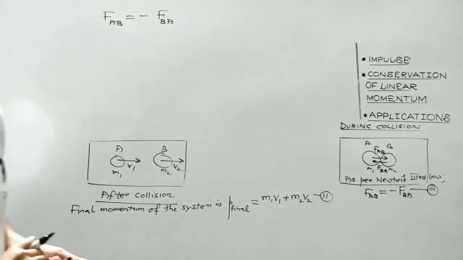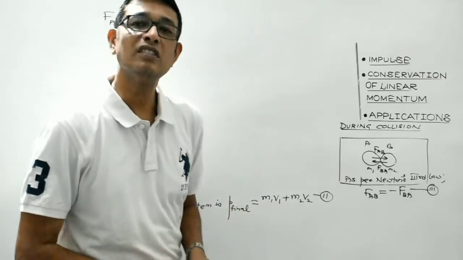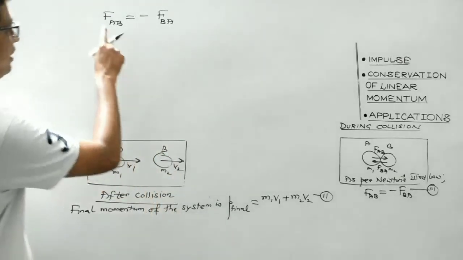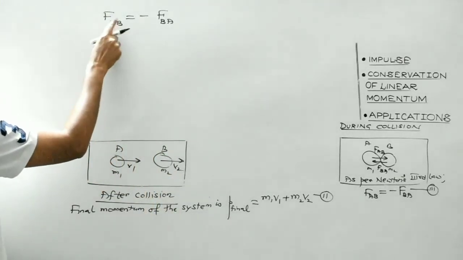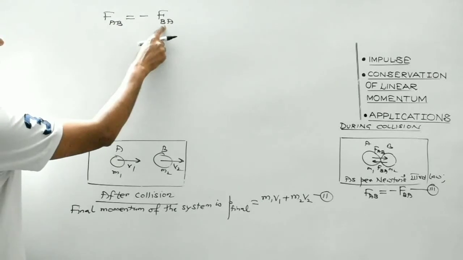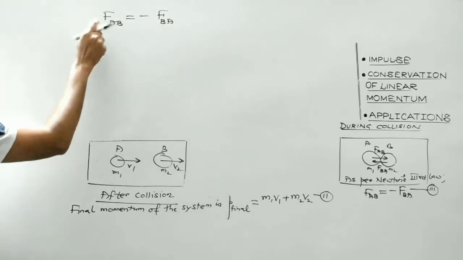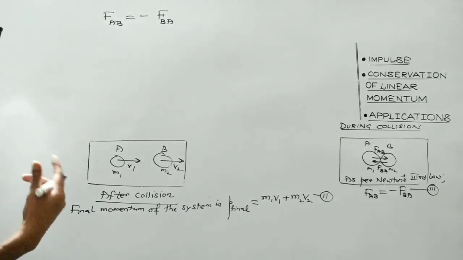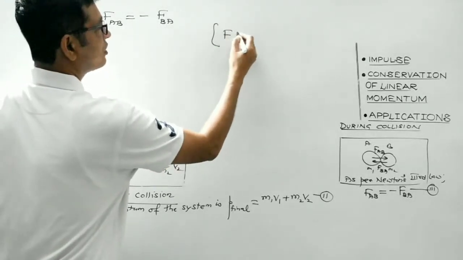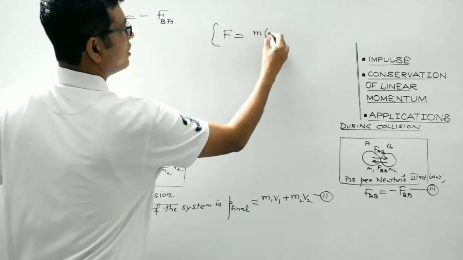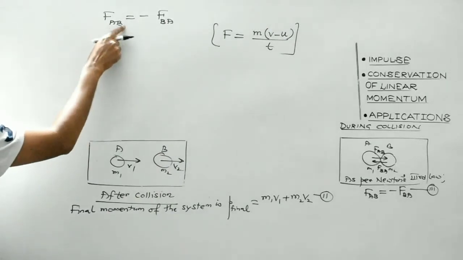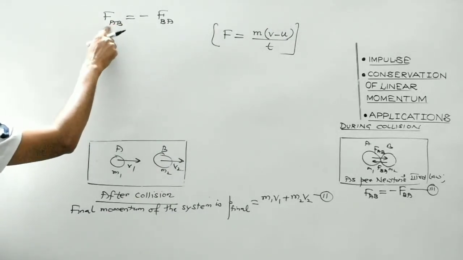Now force, students, as per Newton's second law, is the time rate of change of momentum. FAB is the force exerted by body B on body A, and FBA is the force exerted by body A on body B. So this is the force acting on body A. It will be given by the time rate of change in the momentum of body A. As per Newton's second law, force is given by the time rate of change in momentum, V minus U divided by t. This is the formula for force. So, FAB is the net force on body A.